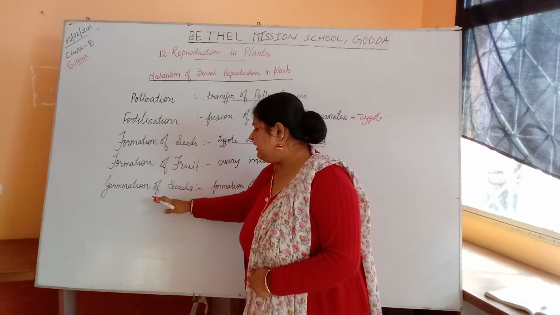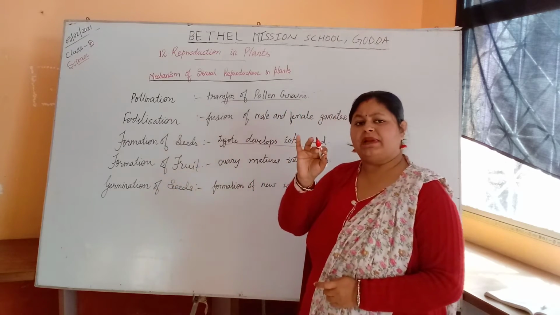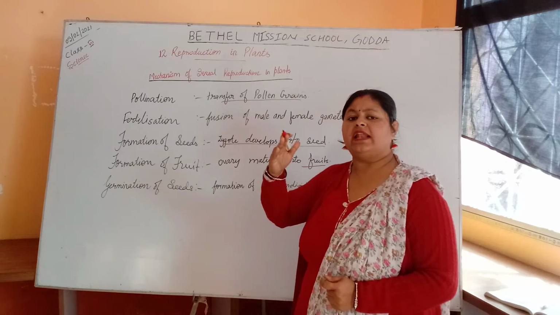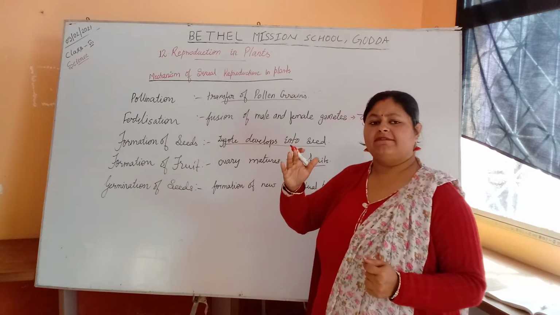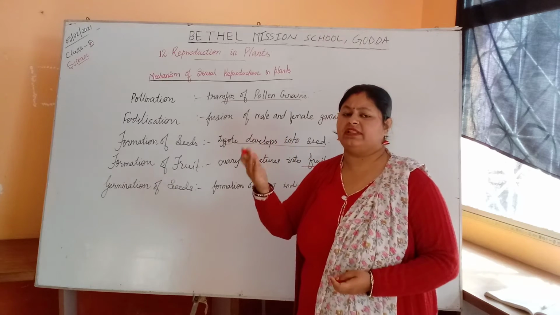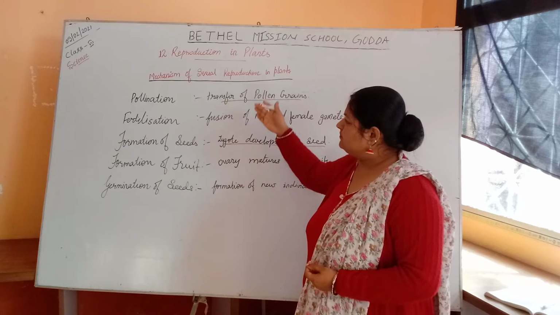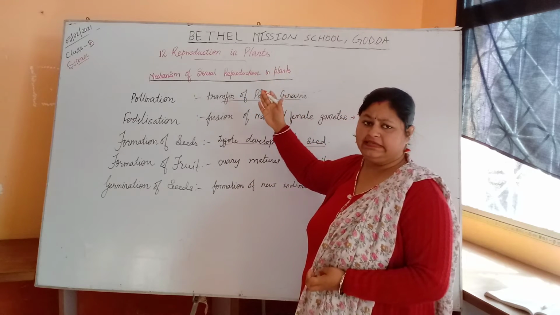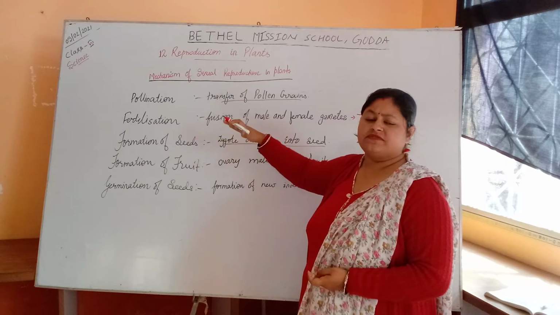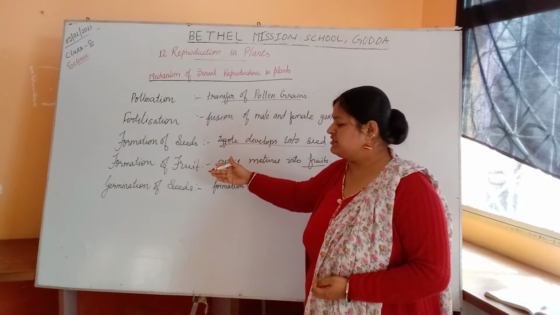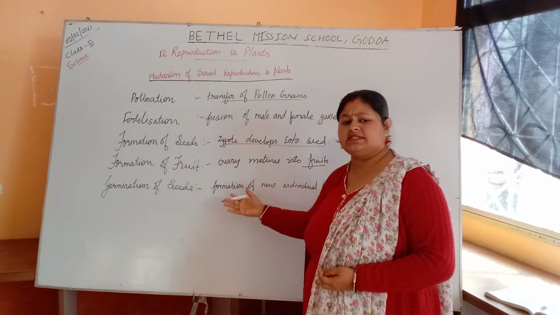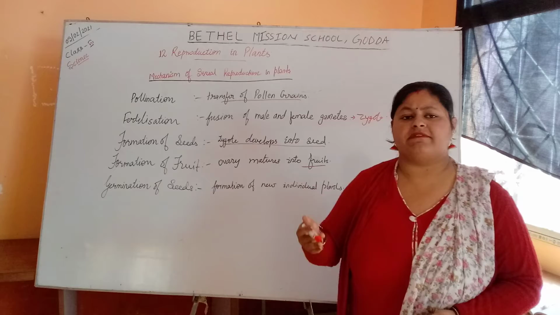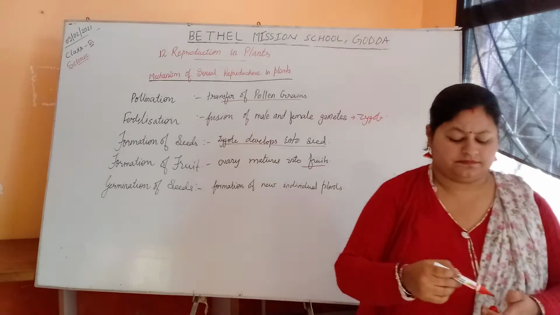After that is the germination of seed. The seed will germinate into a new individual plant, and we will have a new baby plant with us. So this is the mechanism of sexual reproduction: pollination takes place, then fertilization, then formation of seed, then formation of fruit, and then germination of seeds, and we have a new individual plant. Next topic we will learn is pollination.